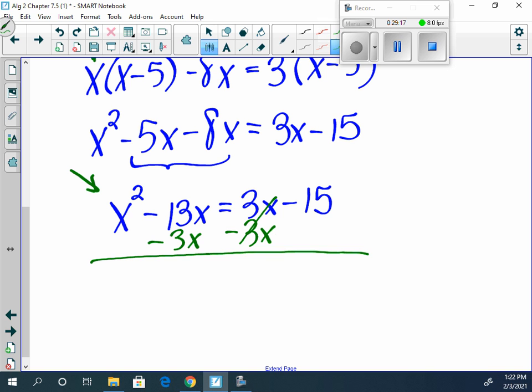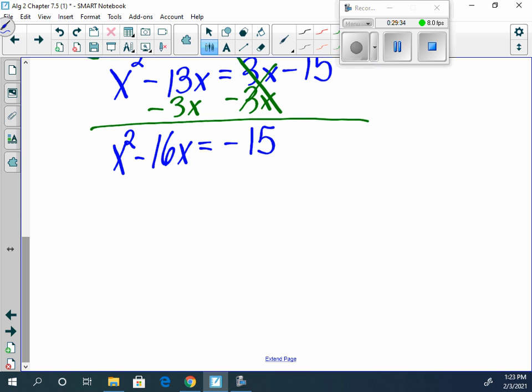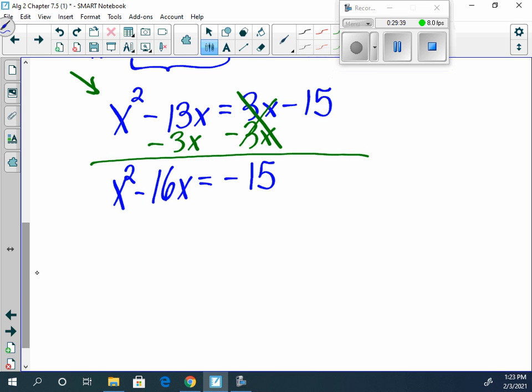So in order to do that, we need to subtract 3x from both sides. So subtracting 3x from both sides will cause the 3x to cancel. And that'll give us x squared minus 16x is equal to negative 15. Any questions on any of this here so far?